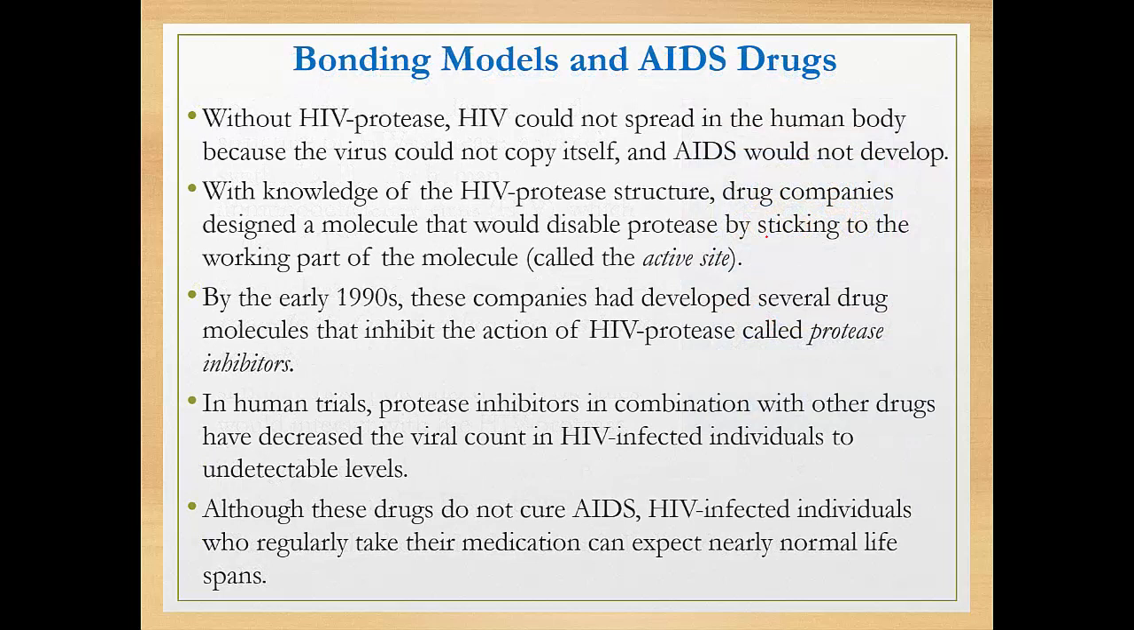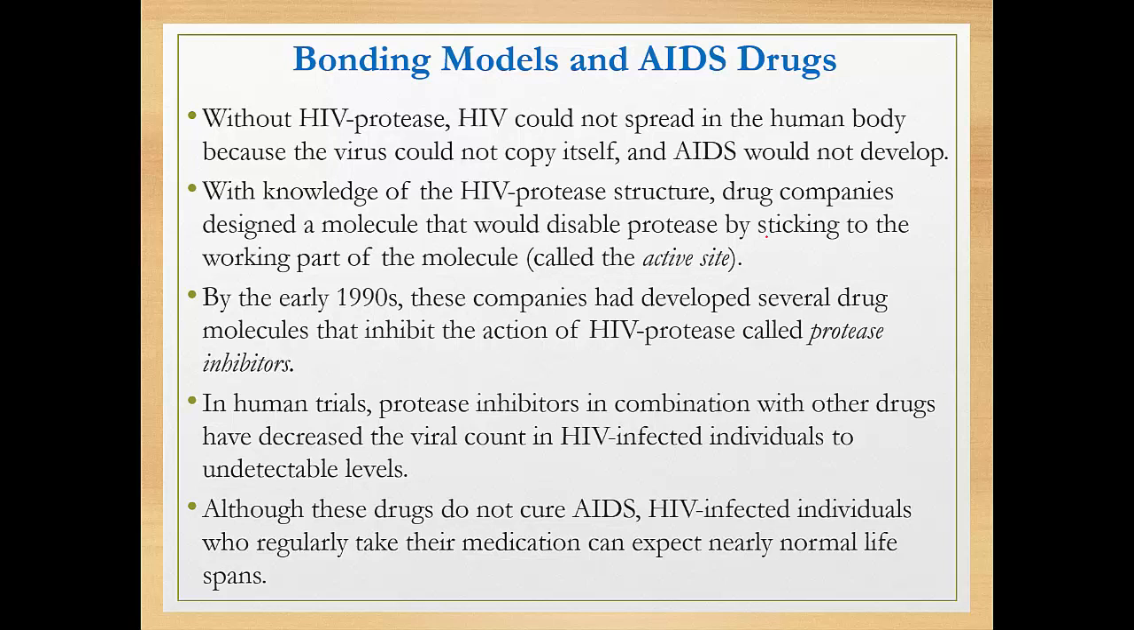What they discovered was that without the HIV protease, the HIV could not spread itself in the human body. The virus was not able to replicate itself, and so even though an individual was HIV positive, they would never develop full-blown AIDS. With this knowledge, drug companies were able to design a molecule that could basically disable the protease by sticking to the working part of the molecule, the active site. They were able to focus their study on the area that really mattered.